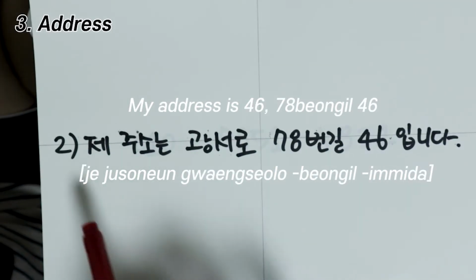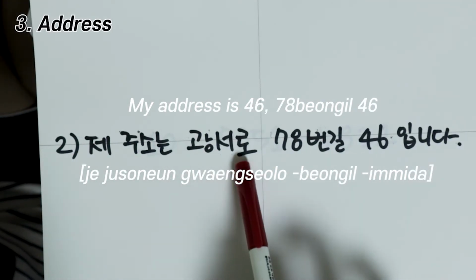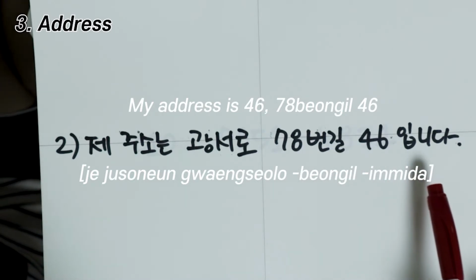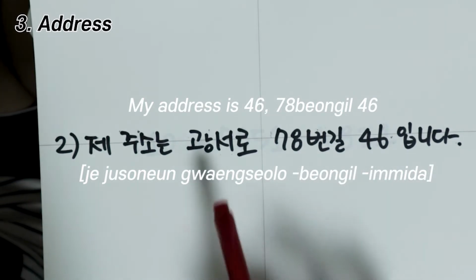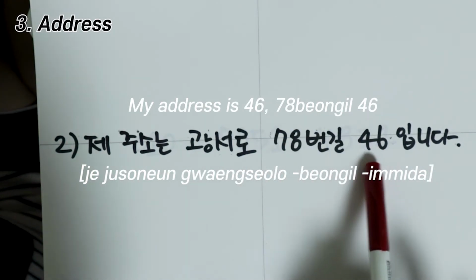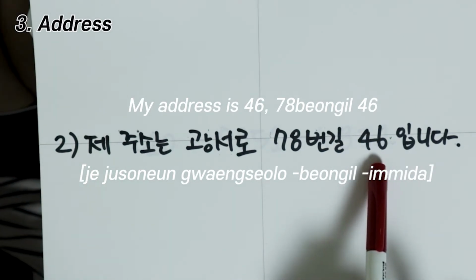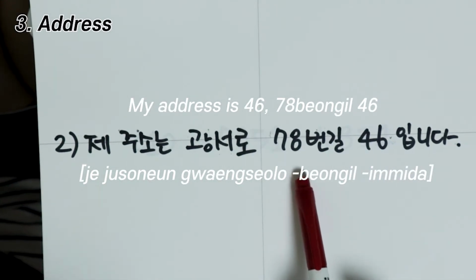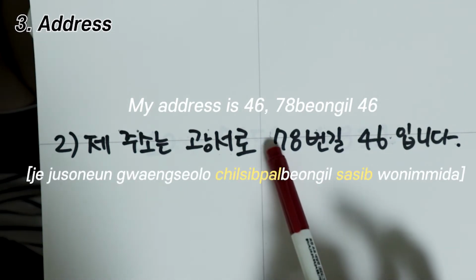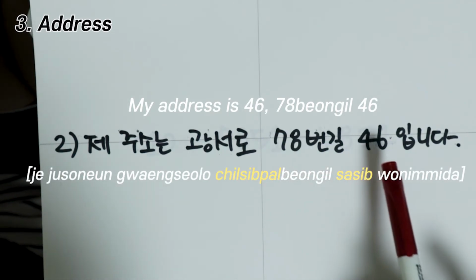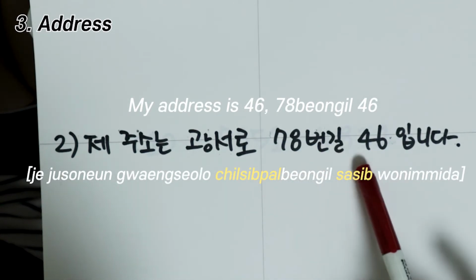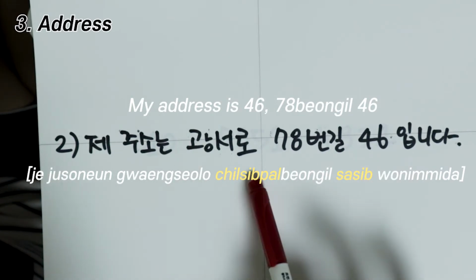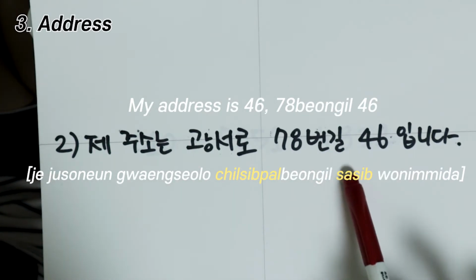The next question is 제 주소는 광서로 블라블라 번길 블라블라입니다. How can you say this number and this number in Korean? 3, 2, 1. 78, 46. 제 주소는 광서로 78번길 46입니다.